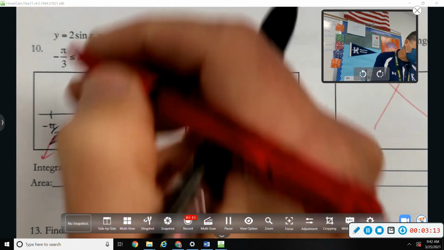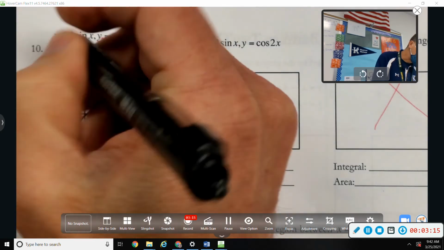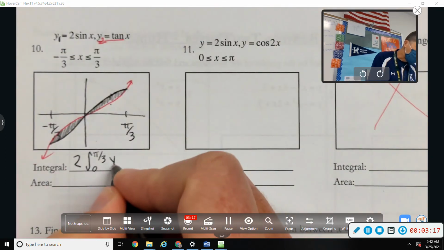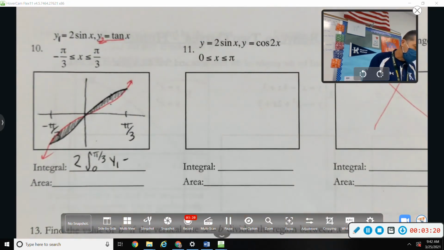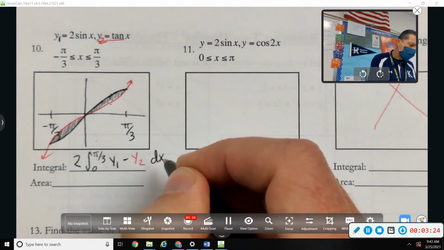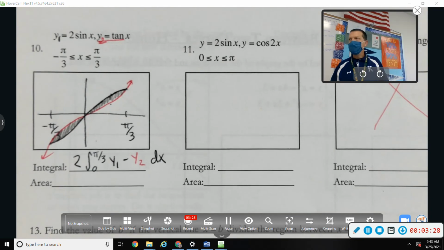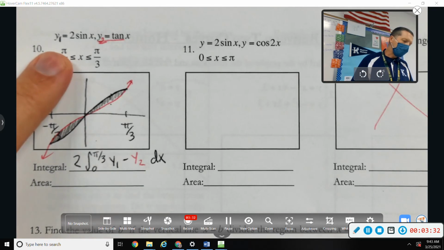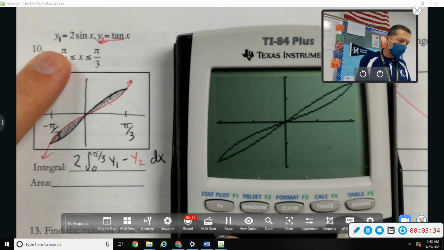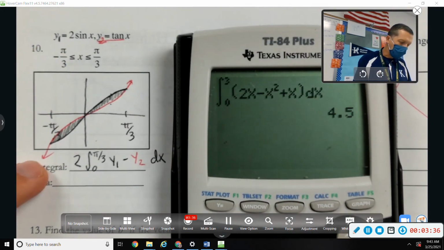Well, you know what, I can also do the trick where I label them y1 and y2 and just say y1 minus y2 dx. And then I can also use the calculator to just say y1 and y2 rather than typing in sine x and tangent of x. Although that's not really that big a deal.